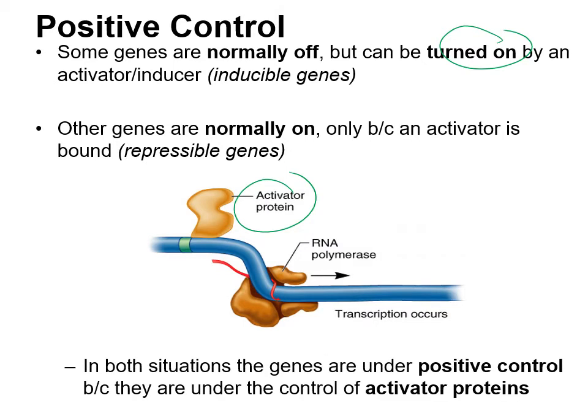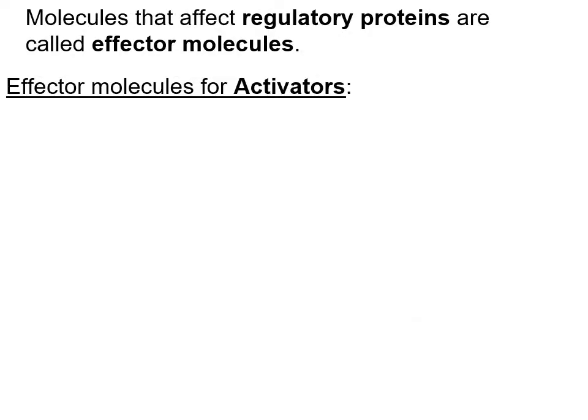So in both situations here, the genes are under positive control because there is this activator protein helping the gene transcribe, the opposite of a repressor. Depending on what gene it is, it'd be different activator proteins. Molecules that affect regulatory proteins are called effector molecules. So you have the regulatory protein, but then you have these effector molecules that can affect what this protein does.